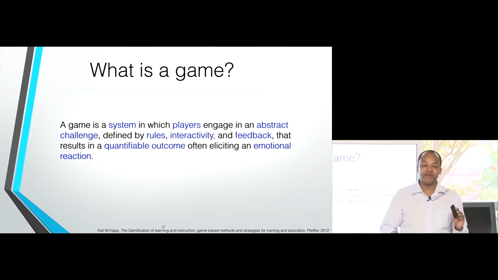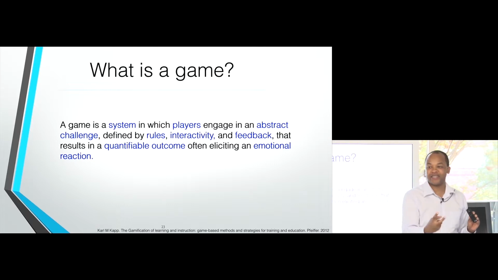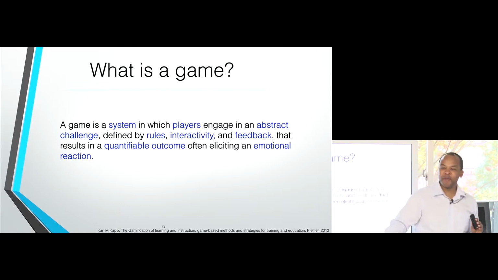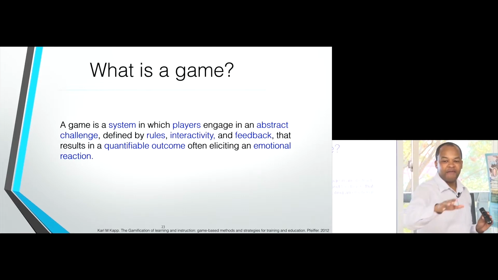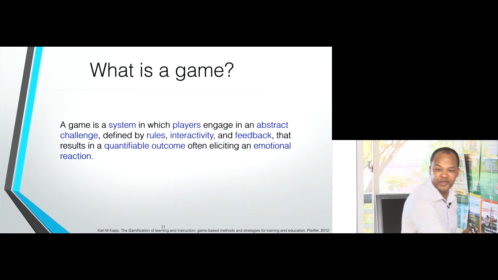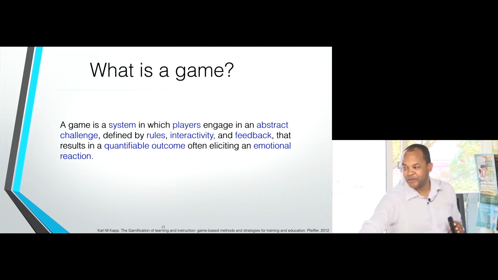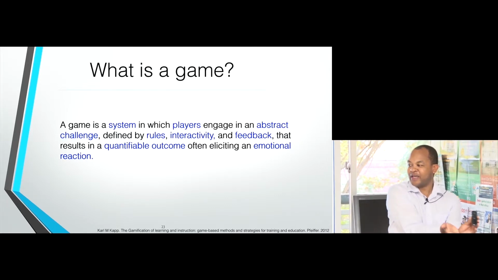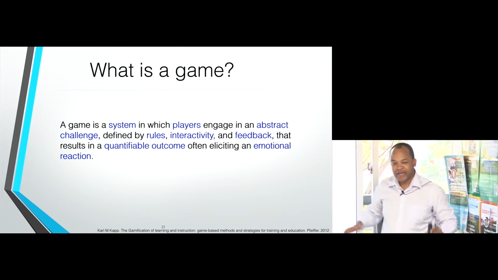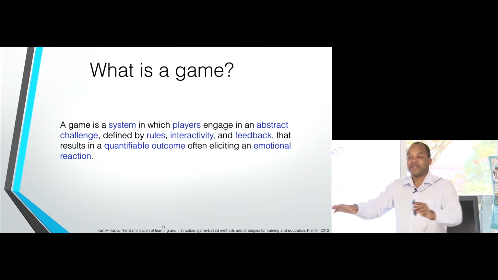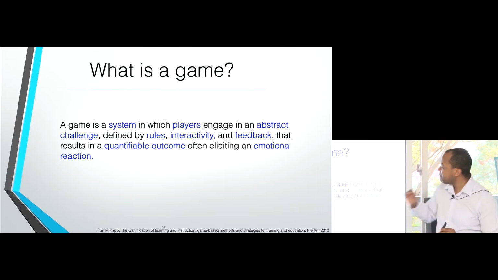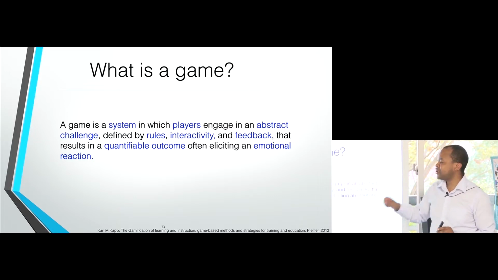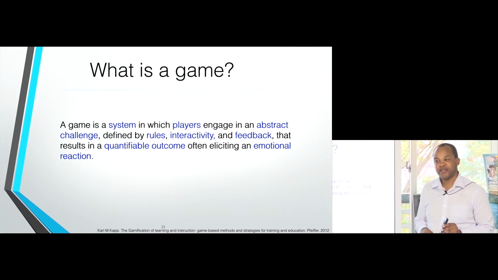In the first example, I gave you a task and I explained the rules. And you became one system. If when she raised up her hand, no one else could raise up their hand, because the system is acting in one way, this way, right? So the game becomes a system in which players engage in an abstract challenge, right?